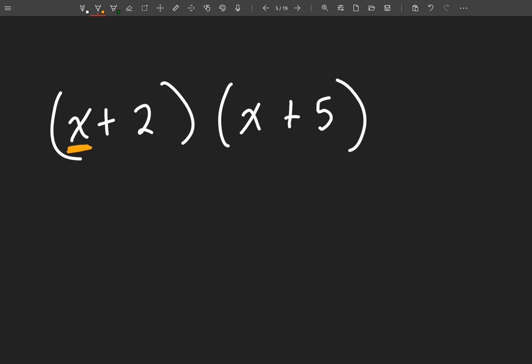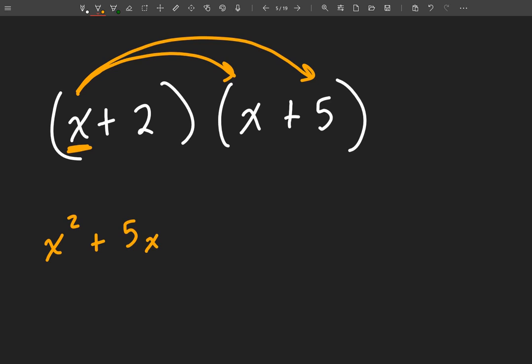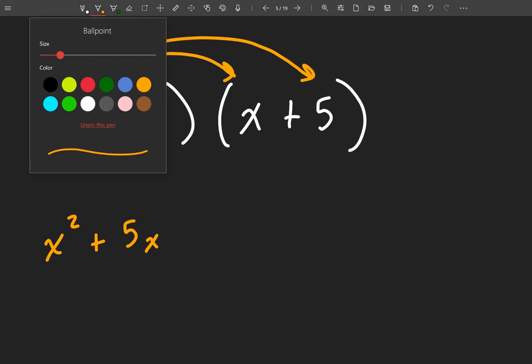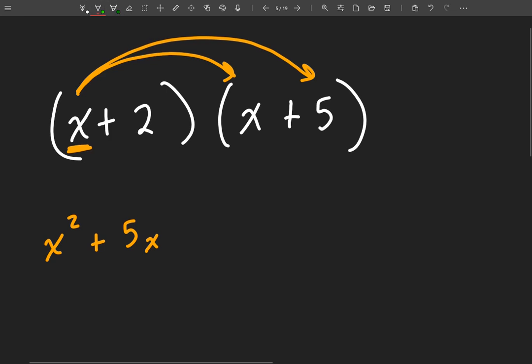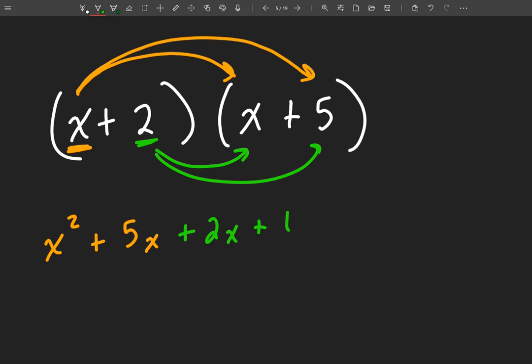So I'm going to take this first thing, x, and I'm going to multiply it by everything over here. So that's x times x and x times 5. So let's do that. So x times x is x squared, and then x times 5 is 5x. All right, now I have completed the distribution of x. But I still have another thing to distribute, so I'm going to look at this next number, this 2, and I'm going to distribute it just like I did before. So that is 2 times x, that's 2x, and 2 times 5, which is 10. So that's how that works.